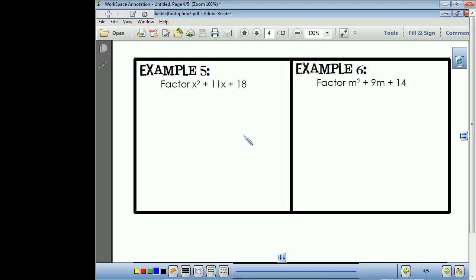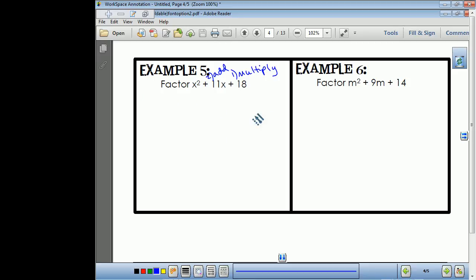I'm going to show you my method, and then I'm going to show you another visualization of it that you might see other people do. When we have a trinomial here, what we're trying to do is break it down into 2 binomials. And the process is, step 1, ask yourself what you multiply to get this number, that you, step 2, add to get this number.